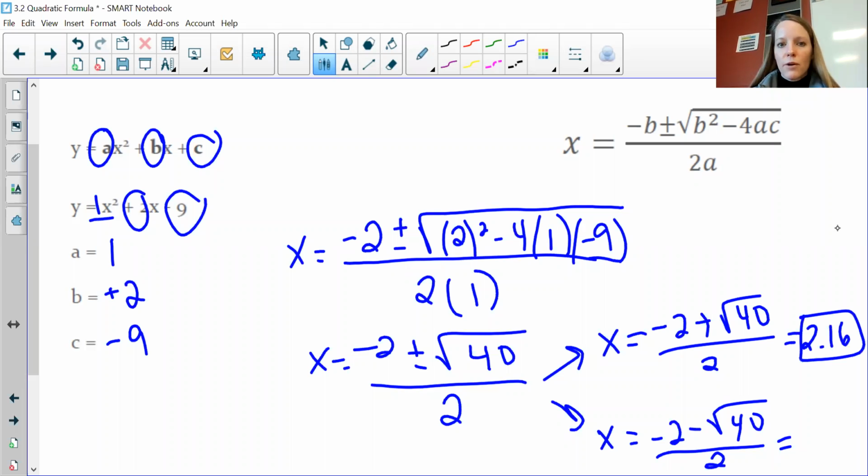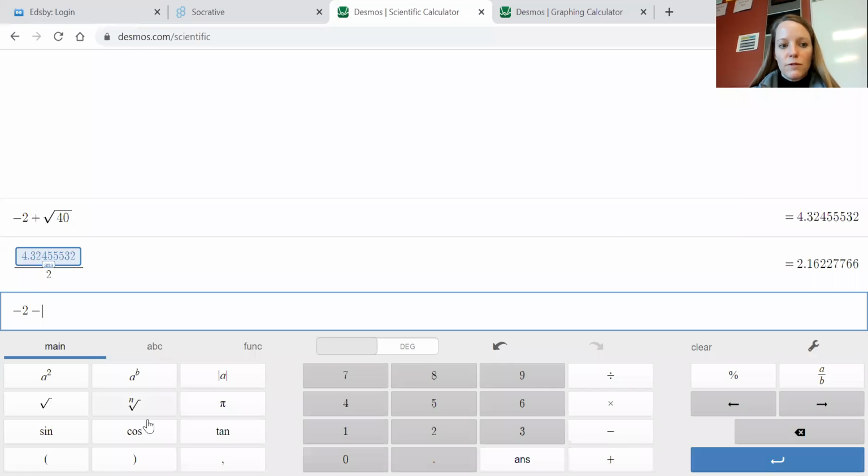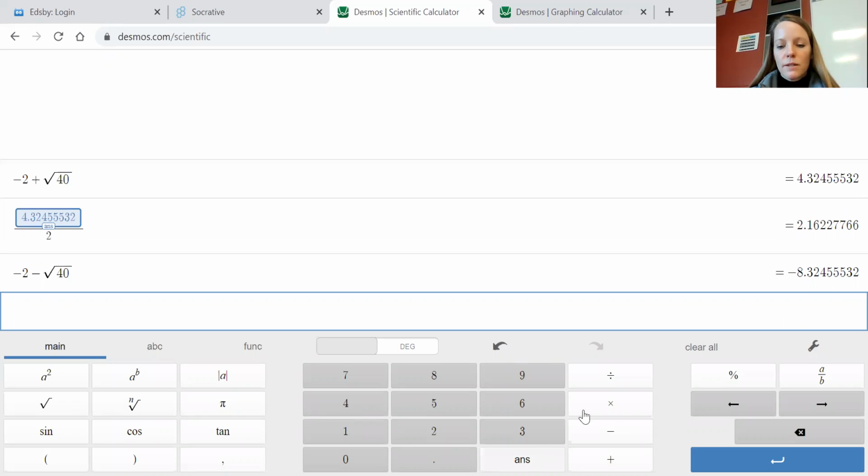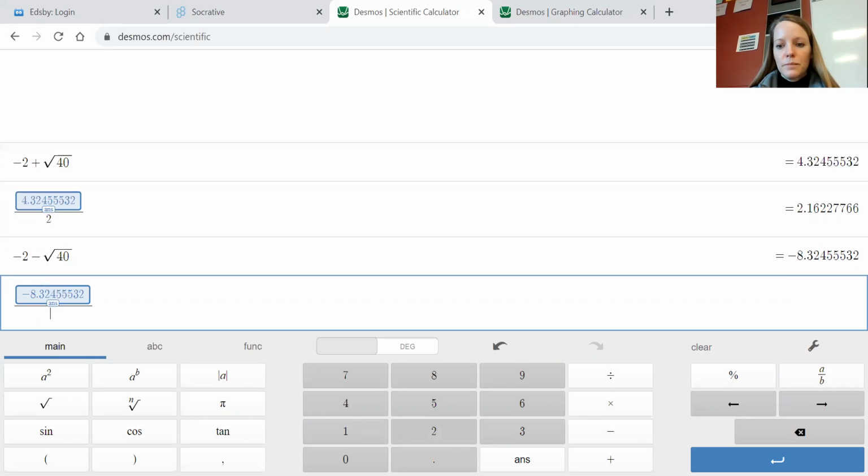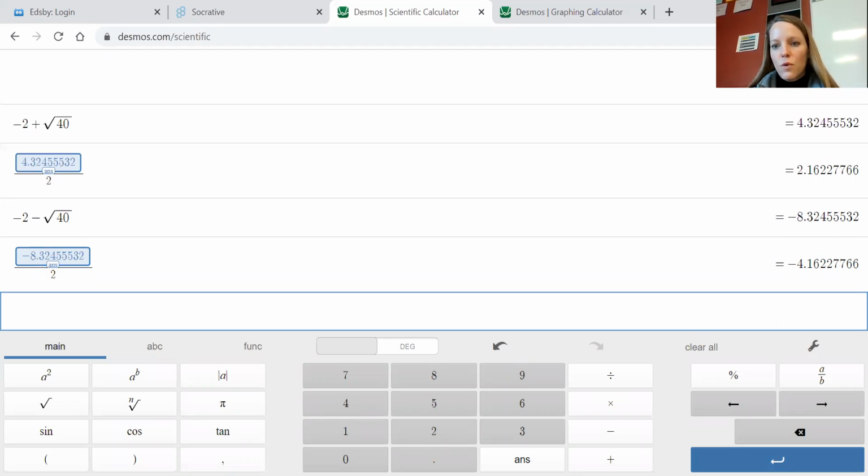And now I'm going to do the same calculation, but with the minus sign. So -2 minus the square root of 40 divided by 2. I'm going to hit equals. And then my answer divided by 2. And I get -4.16 as my second x-intercept, -4.16.